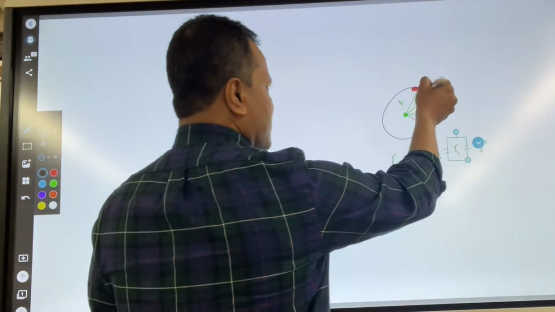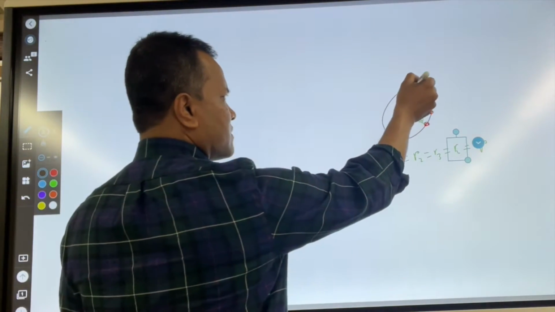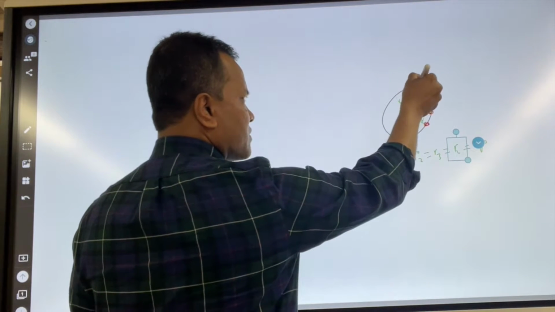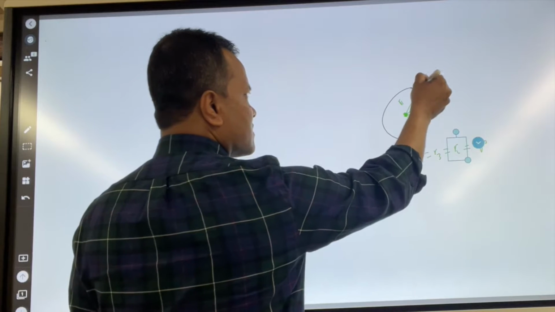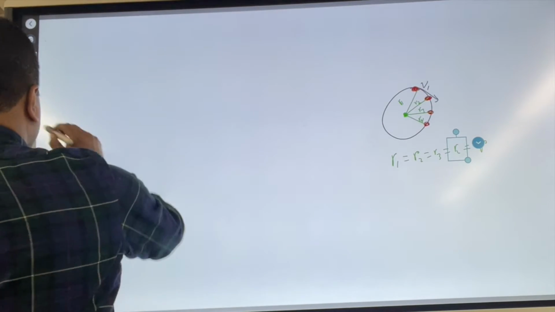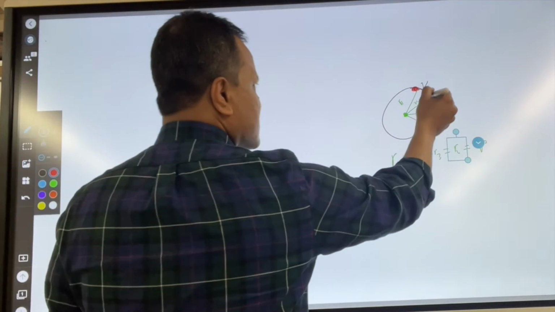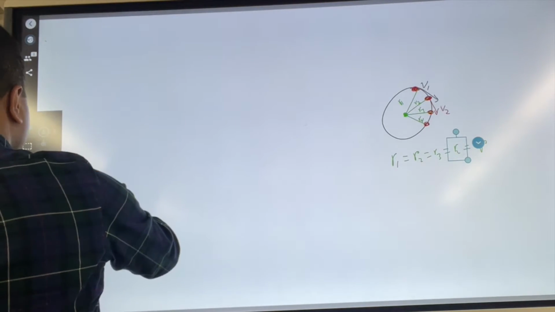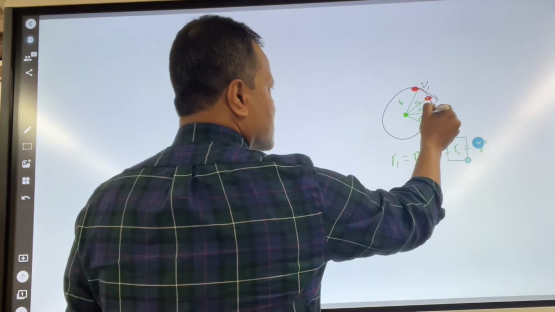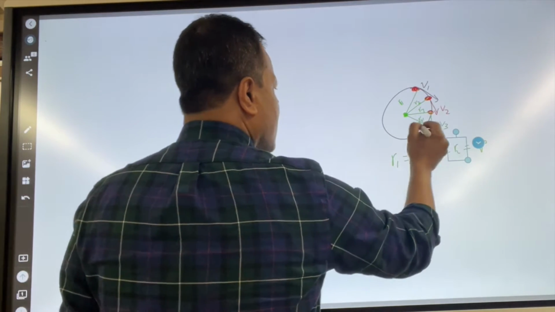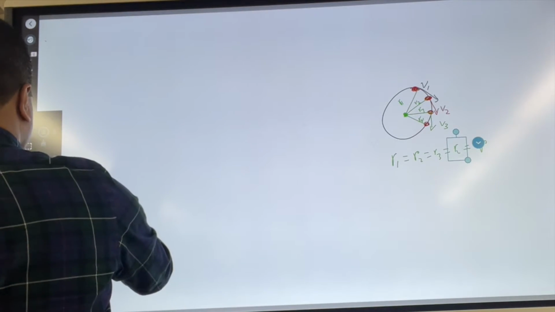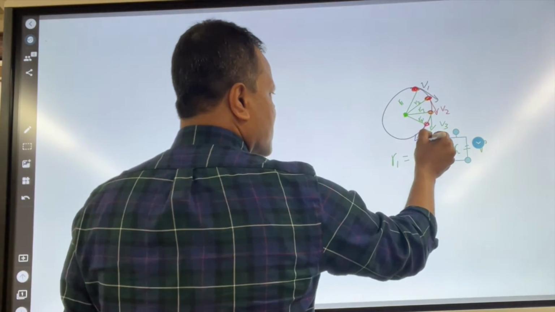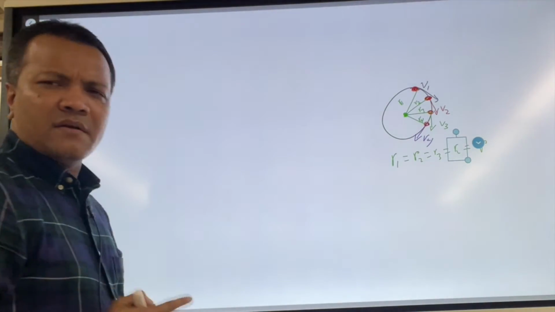Next, there is a velocity of the bucket. The velocity is perpendicular to the rope. So this is the velocity vector. We can call this velocity 1, this is velocity 2, this is velocity 3, and this is velocity 4.